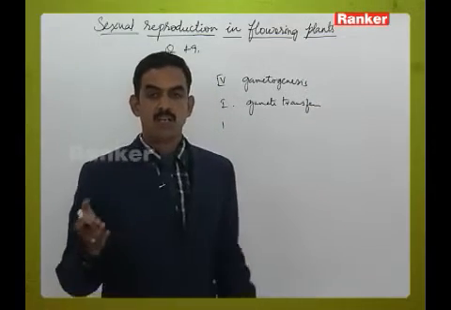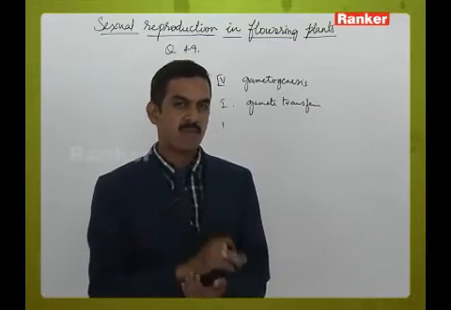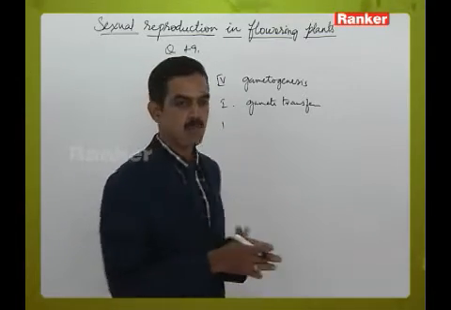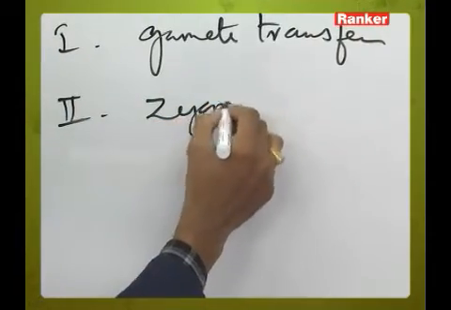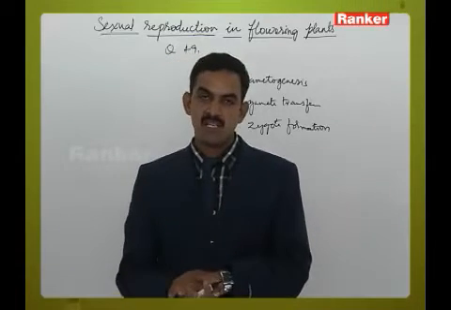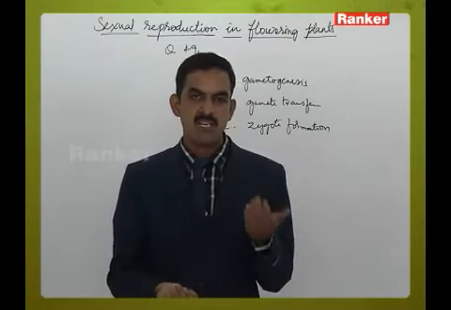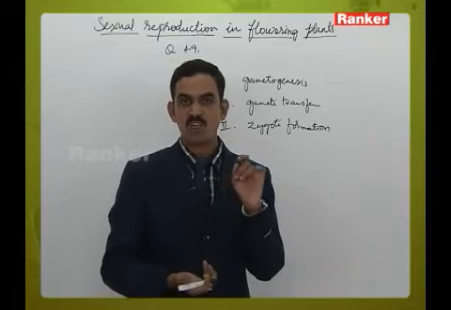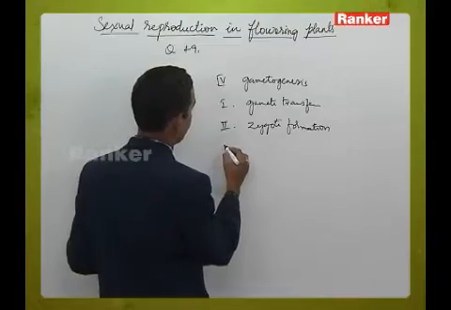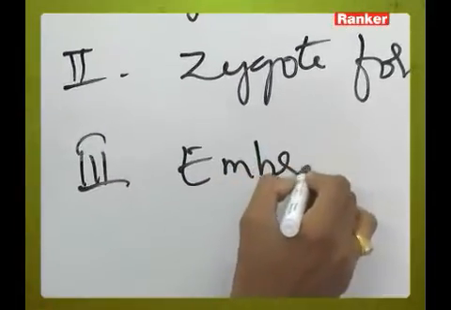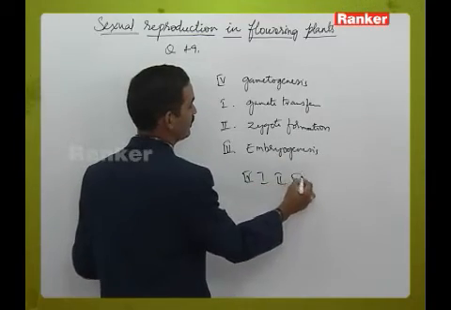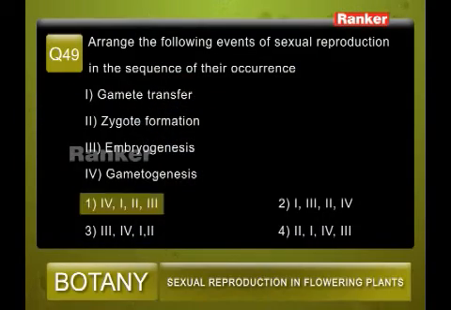Next, after the transfer of gametes, a male gamete will fuse with the female gamete to form a zygote as a result of the syngamy process. So zygote formation. Then after zygote formation, as a result of fertilization or post-fertilization changes, the zygote will be converted into an embryo, and the formation of the embryo is called embryogenesis. So the correct sequence is 4, 1, 2 and 3. Question number 49, the correct answer is 1.